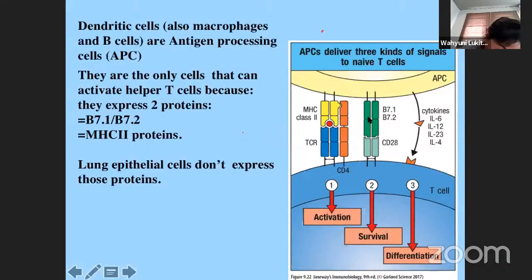So here's a T cell. This is the APC like dendritic cells. They have the MHC2 that has a peptide, which I'll explain later, and B7-1, B7-2. So this MHC will bind to the T cell receptor on T cell, giving you signal 1. This B7-1, B7-2 will bind to CD28 on T cell, giving you signal 2. And sometimes they also will secrete cytokine that also helps T cell to differentiate.